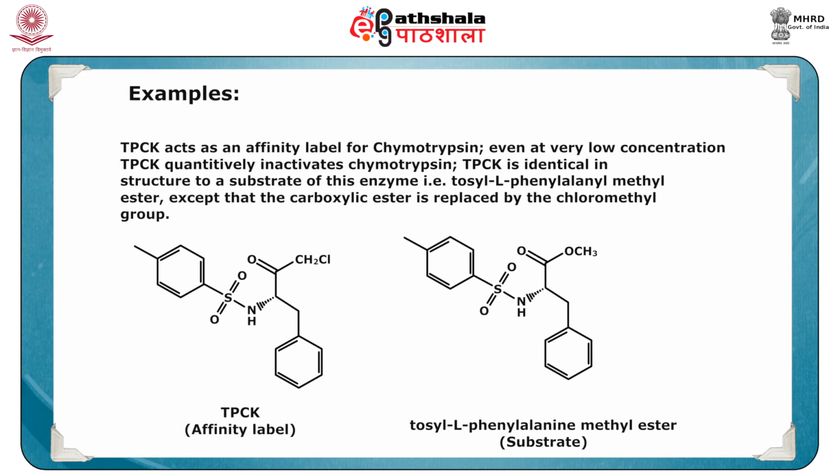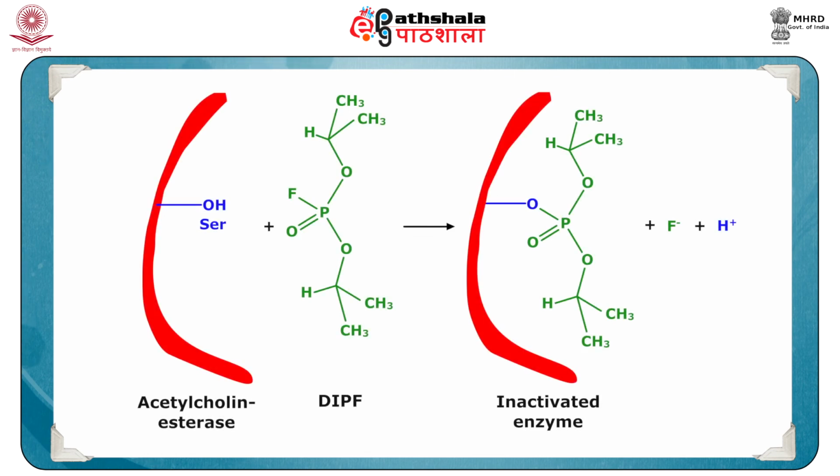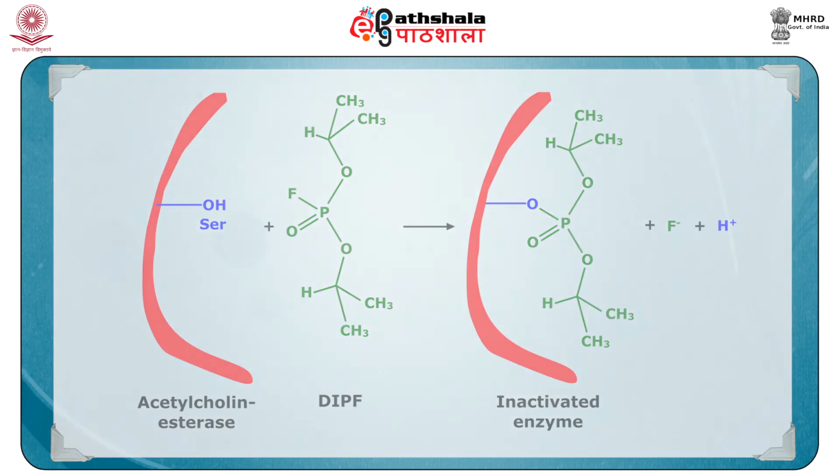inactivation of the enzyme. Another example is the affinity labeling of a serine residue of the enzyme acetylcholine esterase with DIPF. DIPF is the abbreviation for diisopropyl fluoridate. DIPF selectively alkylates a serine residue. As this residue is important in the enzyme mechanism, the enzyme is thus inactivated.